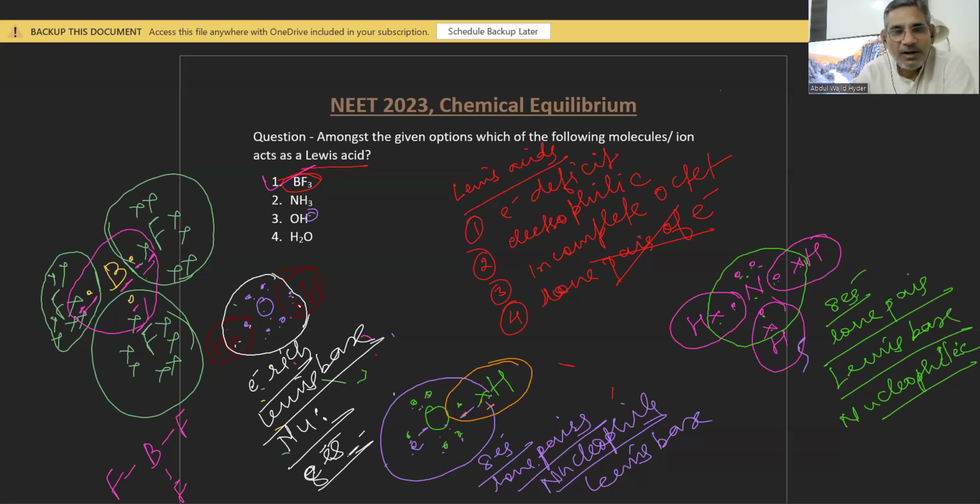So see, what Lewis acids are? Electron deficient, means their octet will be incomplete, will not be having any lone pair of electrons, will always be electrophilic in nature. What about the Lewis bases? Lewis bases will always be electron rich, will be having a completely filled octet, will be having lone pair of electrons, and will always be nucleophilic in nature. So like this, we'll do this question. Thank you very much.